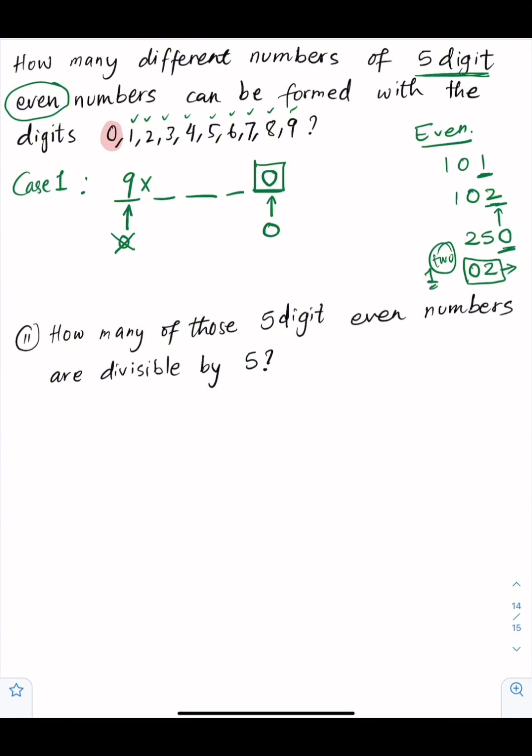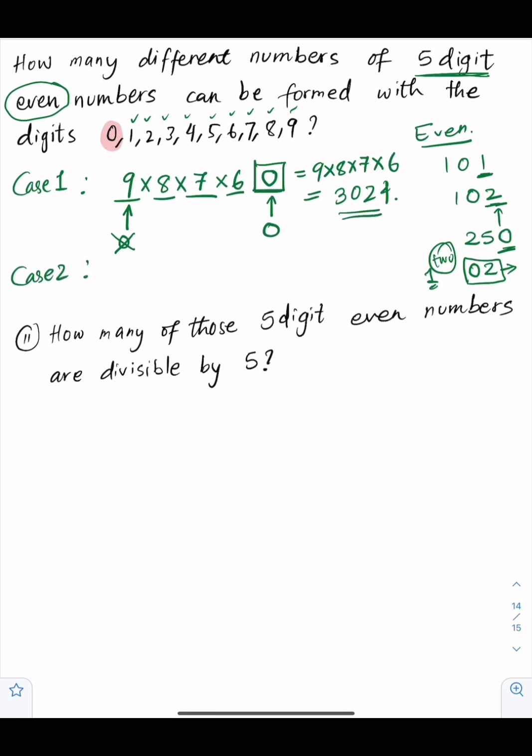Then one number gets in here, so any 8 numbers can come in. Then any 7 numbers, then any 6. So your answer here is 9 times 8 times 7 times 6, which is 3024. Now is it the end? No, because we have case 2.